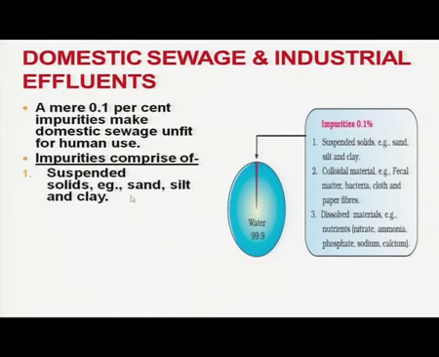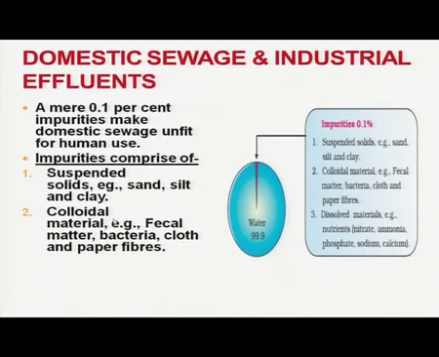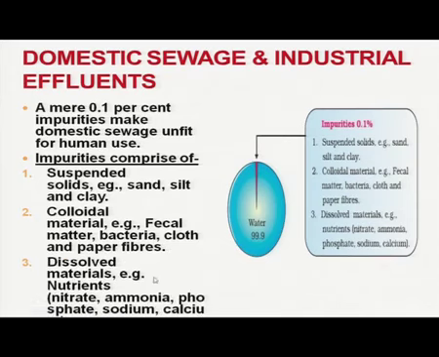What do these impurities comprise of? Number 1, suspended solids like sand, silt and clay. Colloidal materials like fecal matter, bacteria, cloth and paper fibers. Dissolved materials like nitrate, ammonia, phosphate, sodium, calcium, nutrients.